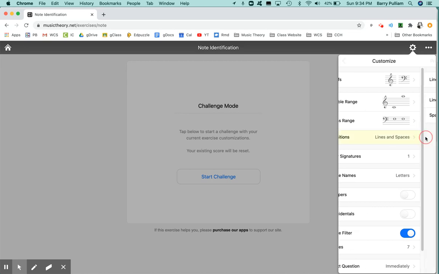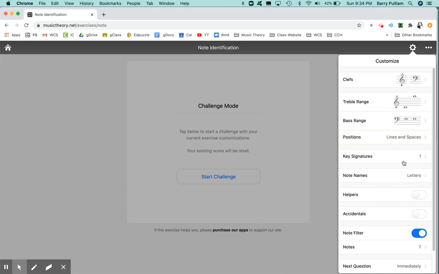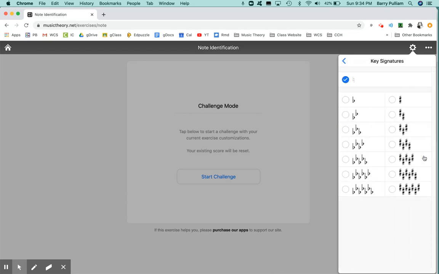Positions, we want to work on lines and spaces. You can practice lines only and spaces only if you want to break it down that far. Sure, but I'm going to do it with lines and spaces. And then key signatures, we are only concerned with one key signature right now, and that is, it looks like there is no key signature. There are no sharps and flats. Everything is natural, so that's this one.